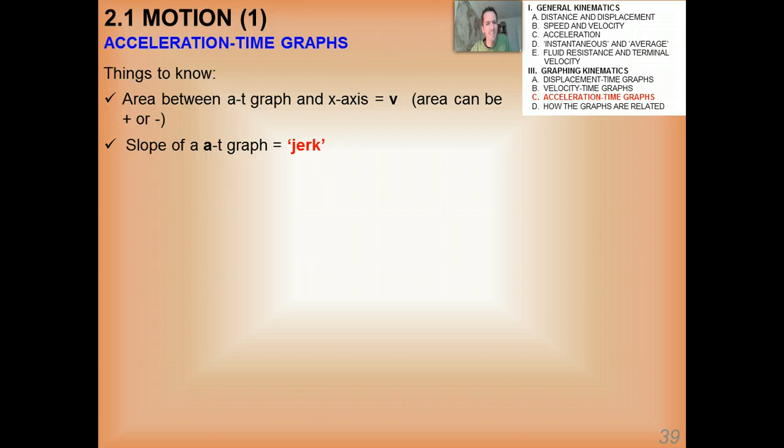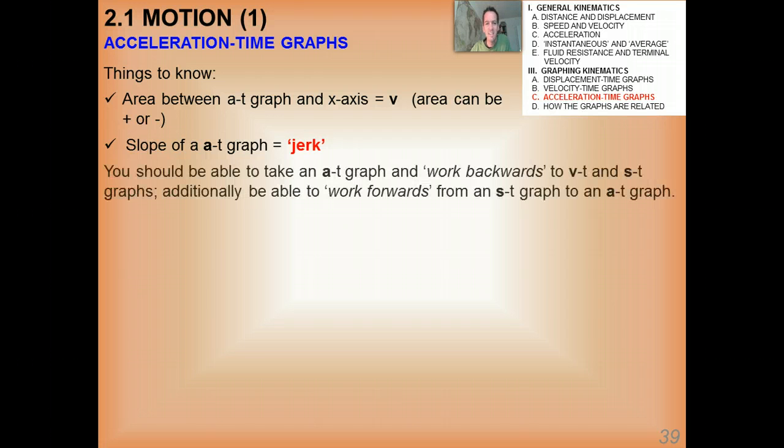The slope of an AT graph is actually called a jerk, which is one of the funniest units in physics. How we measure jerk, we use a jerk meter. Anyway, I'm not going to get into that, but it's kind of funny. That's not really part of the IB syllabus, but I thought you would be interested in that.